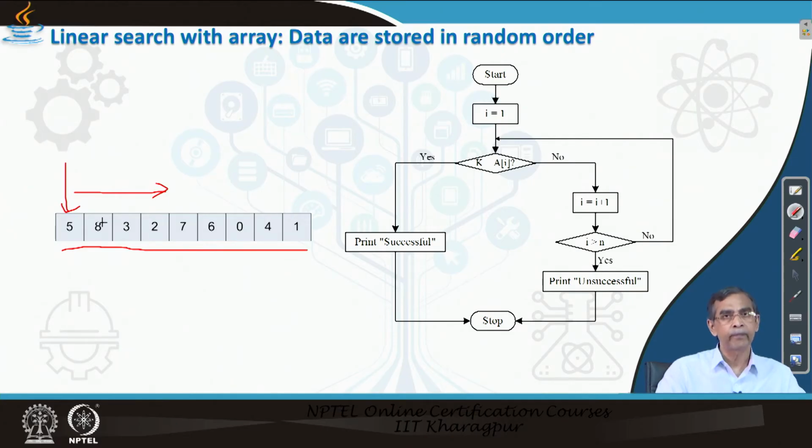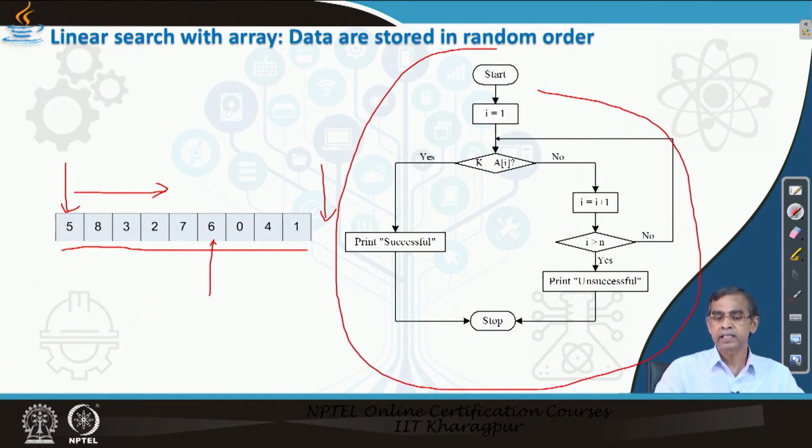Now, if we traverse the entire array and the item is not found, that means we reached here, then we can say the search is unsuccessful. Otherwise, if we find the element, then we can say the search is successful, and the location where the element is present can be returned. So this fact is depicted using this flow chart. This is very easy to understand. If you start with it, you will be able to follow the logic I told you.